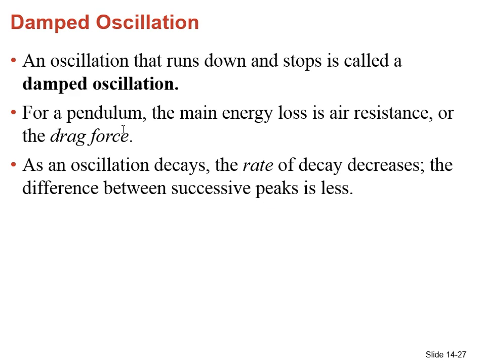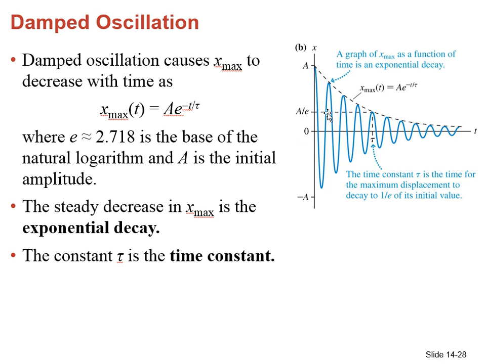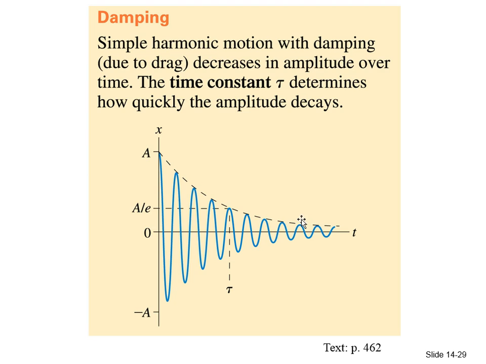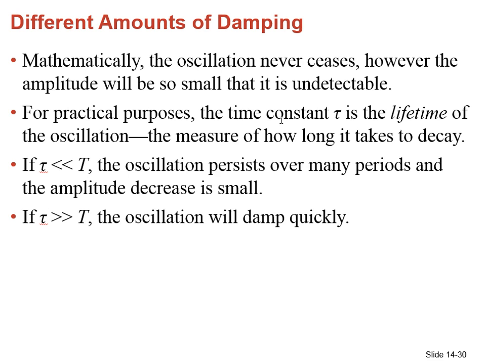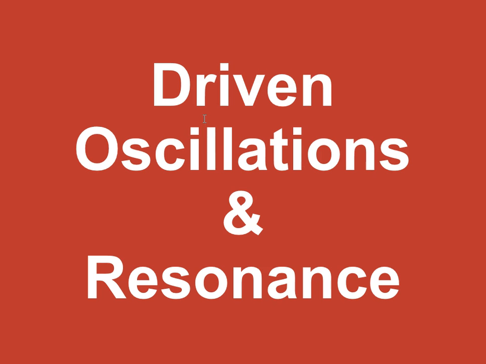Damped oscillation is any time that you have friction, which is pretty much every single time. Sometimes maybe it's the drag force due to air resistance or whatever. And what you're going to get is a sinusoidal graph. However, it will be bounded by an exponential decrease. And so we saw that up there. There's lots of things we could say about the time constant and things like that, but that's all written down in your book. You've got different types of damping. Now, mathematically, the oscillation never ceases. However, eventually it would be too small for you to even recognize.